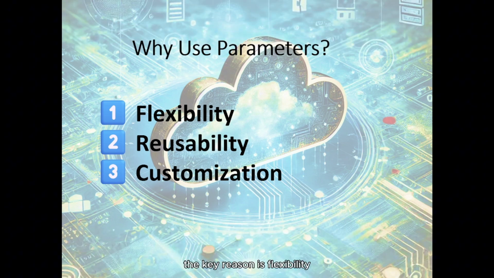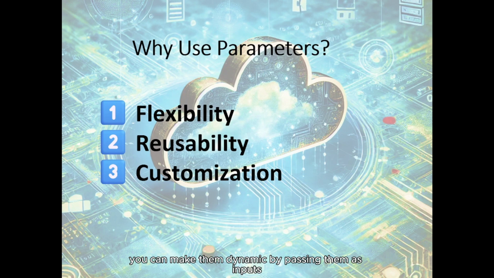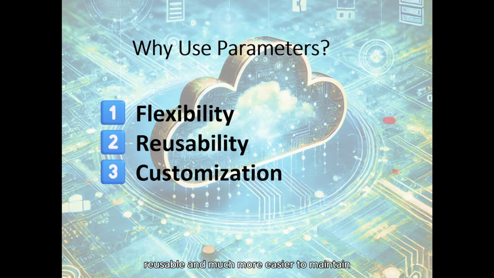The key reason is flexibility. Parameters allow you to reuse the same bicep file in multiple environments like dev, test, and production without changing the file itself. Instead of hard coding names, location, or configuration, you can make them dynamic by passing them as inputs during deployment. This makes your templates flexible, reusable, and much easier to maintain.